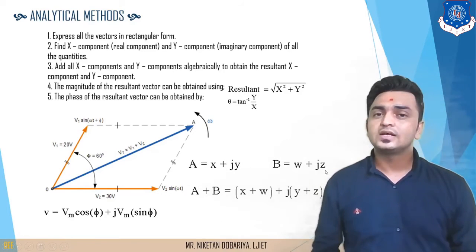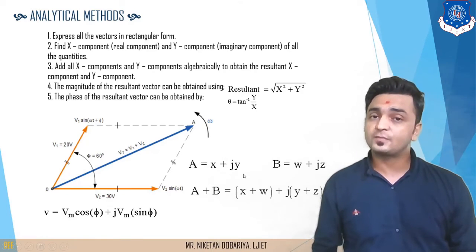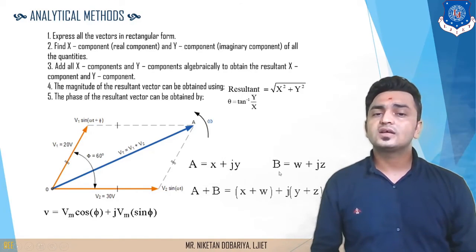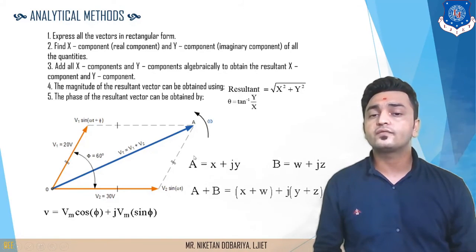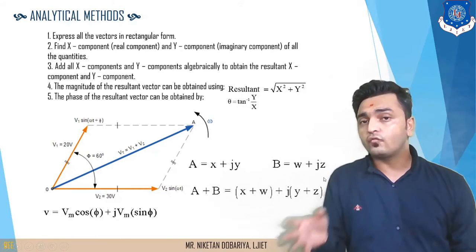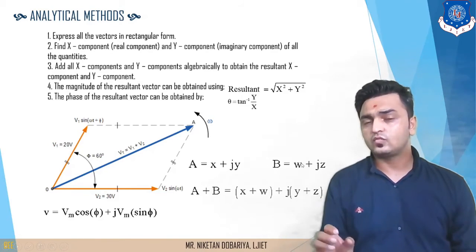As an example, let's consider vector a, that is x plus jy, and vector b, that is w plus jz. So these are the x and y components of a and b. So if we want to add a and b, what can we do?